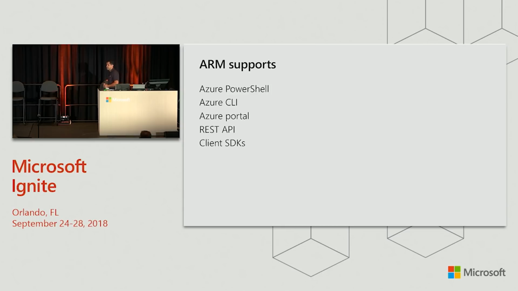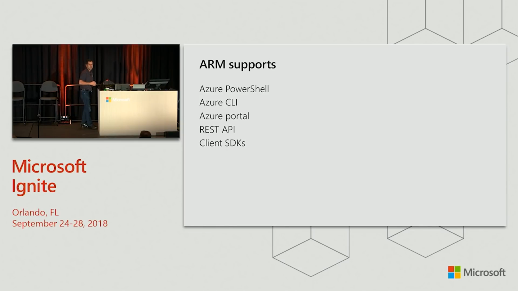Now, ARM templates, what do I need? What tools do I need to be able to use ARM templates? It supports Azure PowerShell. So right from PowerShell, you're able to say, here's my JSON file, go. You're able to use Azure CLI. You're able to go right to the Azure portal and say, I want to deploy this ARM template. You're able to go to the Azure portal and also say, I want to get out the ARM template. So reverse engineer the ARM template.